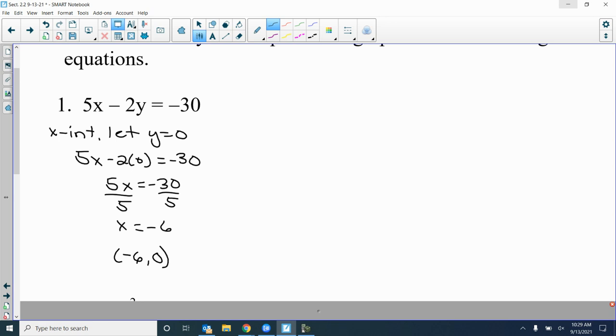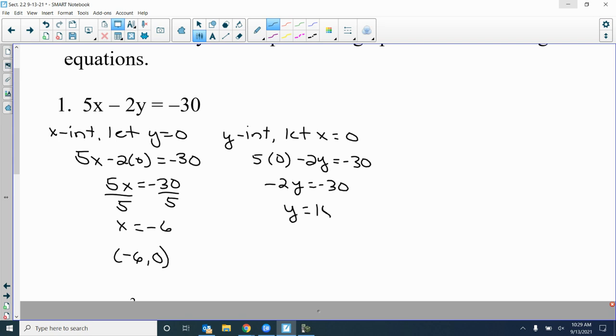All right, for the y-intercept, I'm just going to go beside here. For the y-intercept, let x equal 0. And that's going to be 5 times 0 minus 2y equals negative 30. Negative 2y equals negative 30. y equals 15. So that's the point 0, 15.